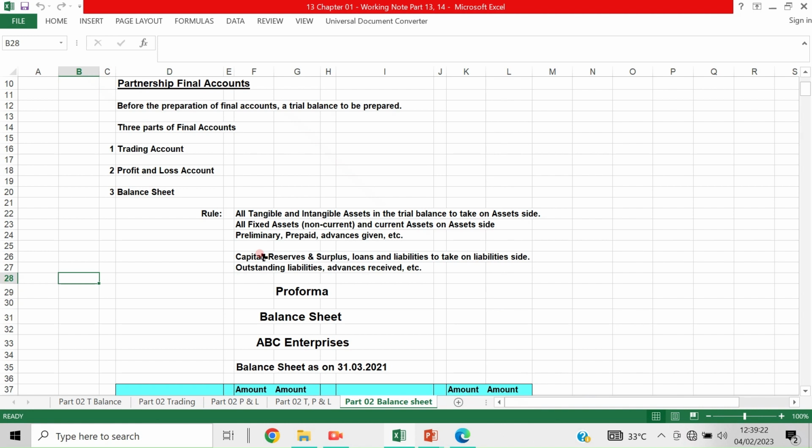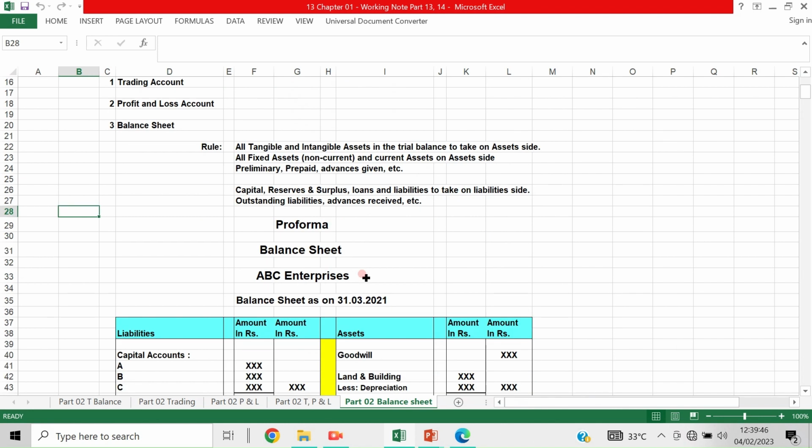etc. In this case, partner's capital account. The capital, because we are learning partnership business. Okay, partnership accounts we are learning. So partner's capital, reserves and surplus, loans and liabilities are taken on the liability side. Outstanding liabilities, advances received, bank loans, etc. All liabilities are taken on the liability side of the balance sheet.